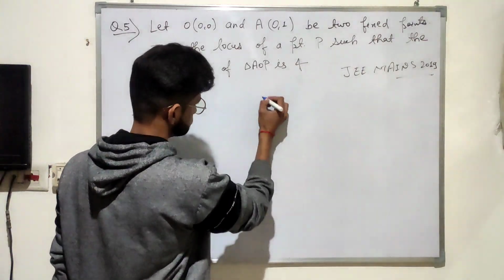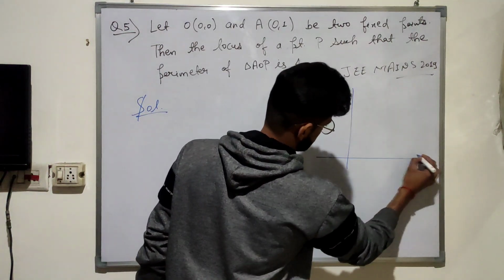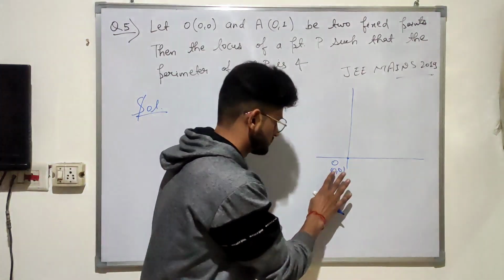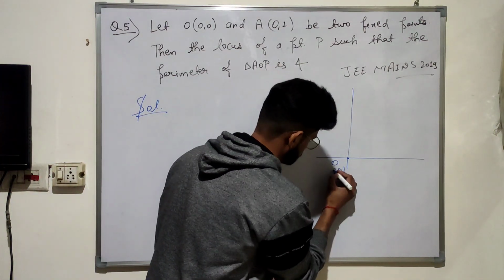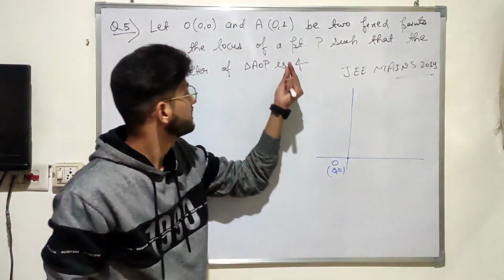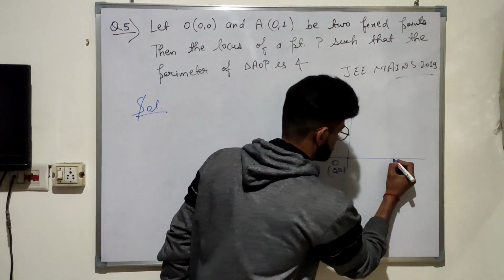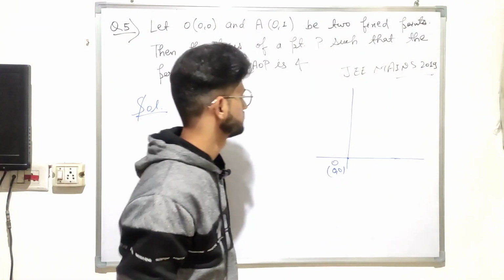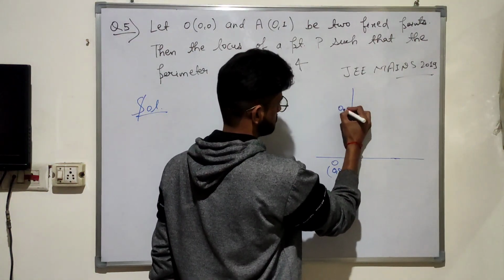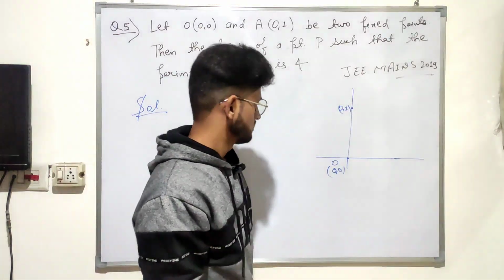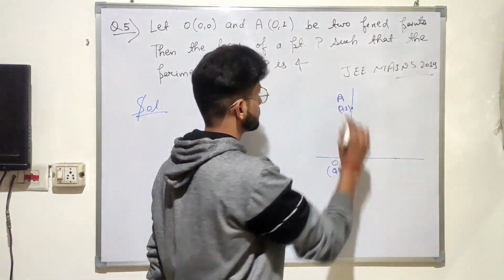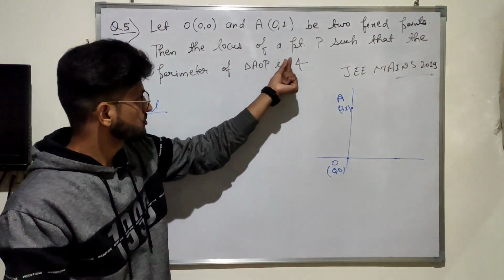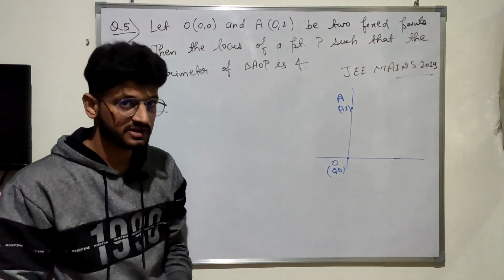So it has been given that, let's say this is origin with coordinates 0, 0, and point A is given to be 0, 1. So let's say here it is 0, 1. So point A is going to be here. Okay, so this is point A, and these are two fixed points. Now the locus of point P such that the perimeter of triangle AOP is 4.